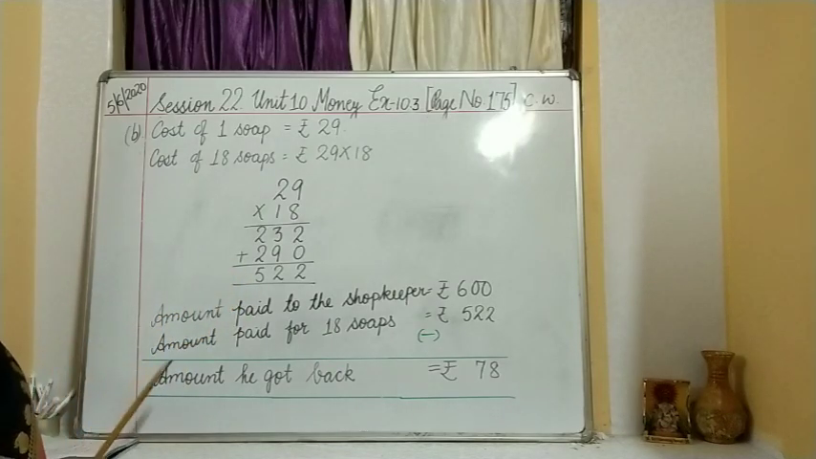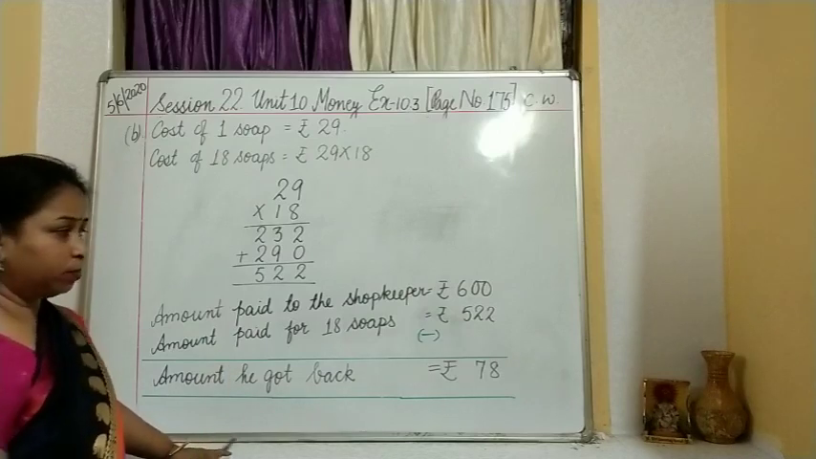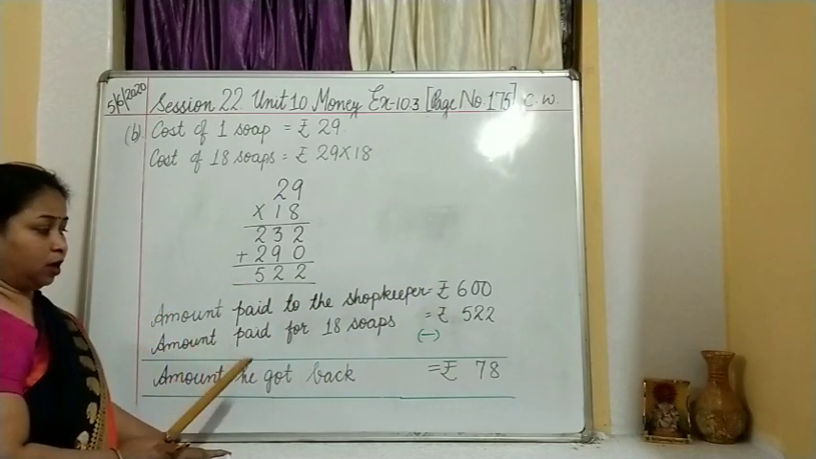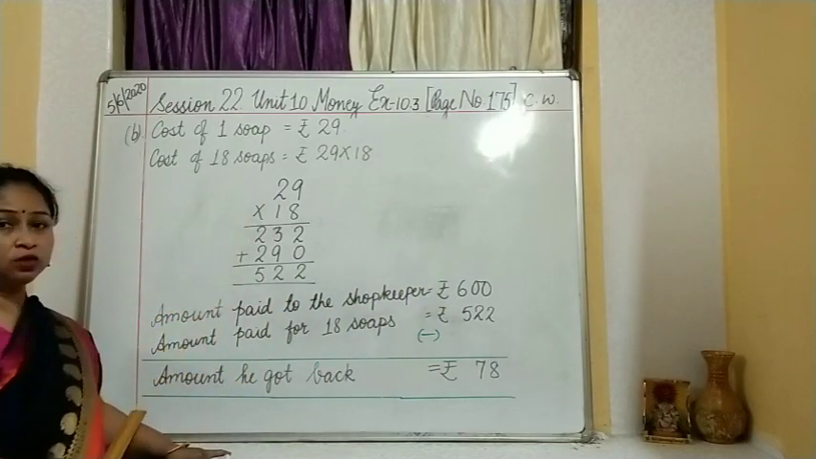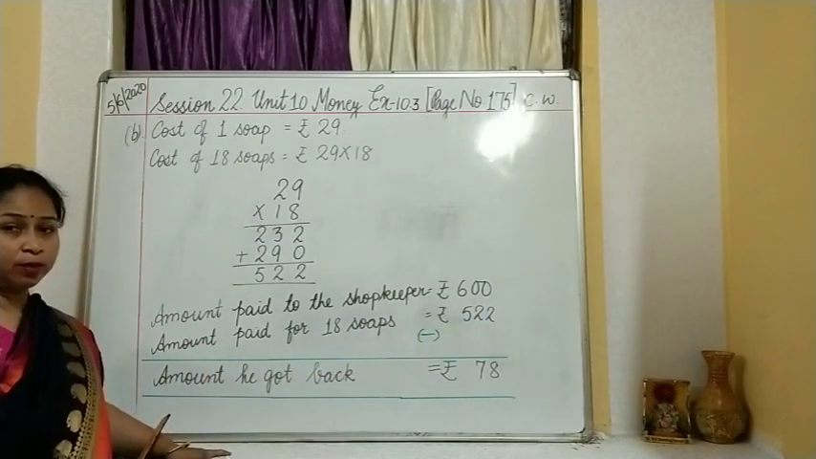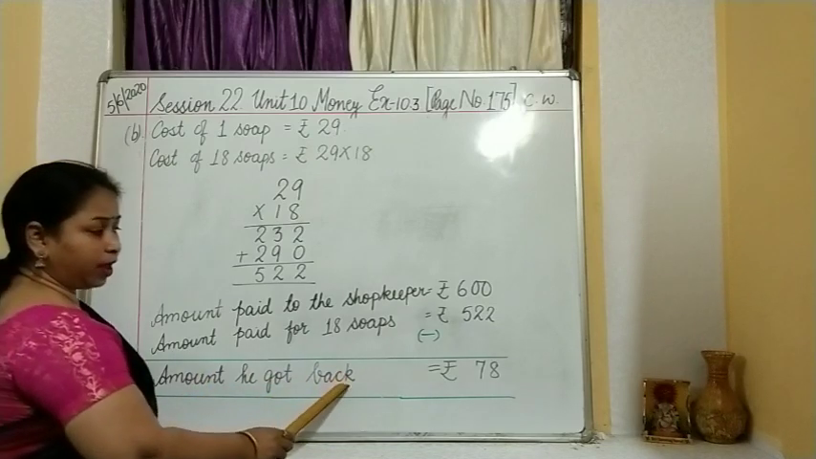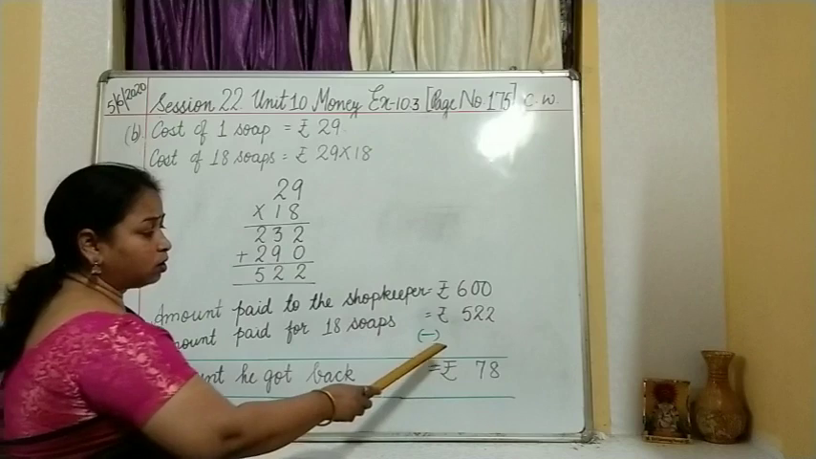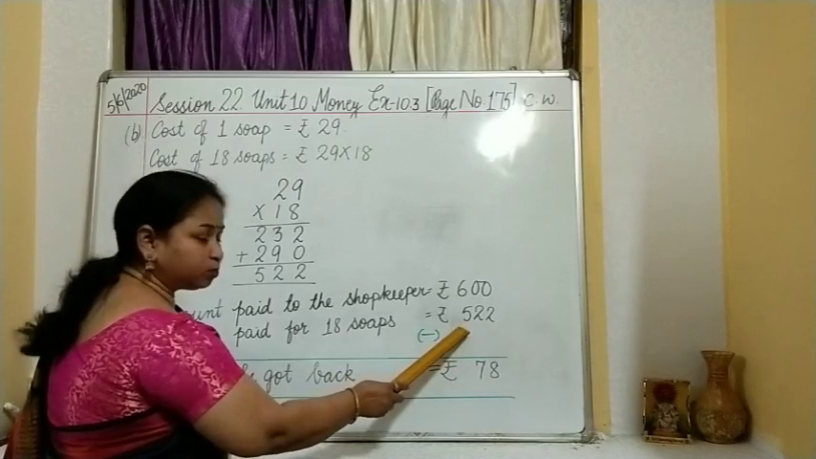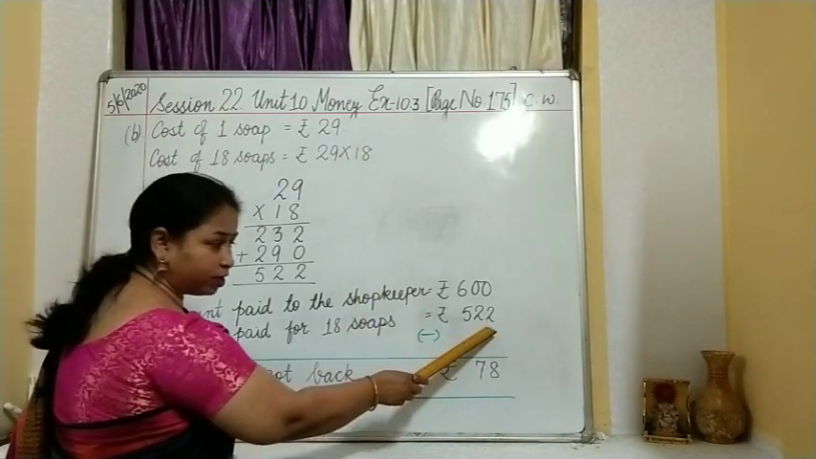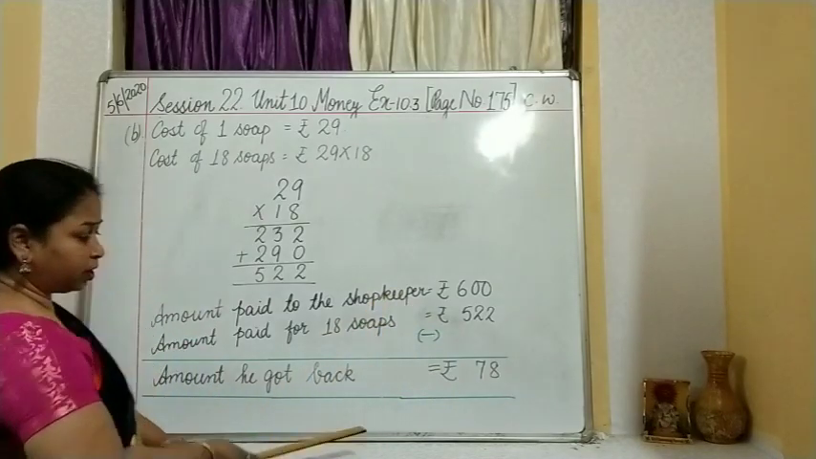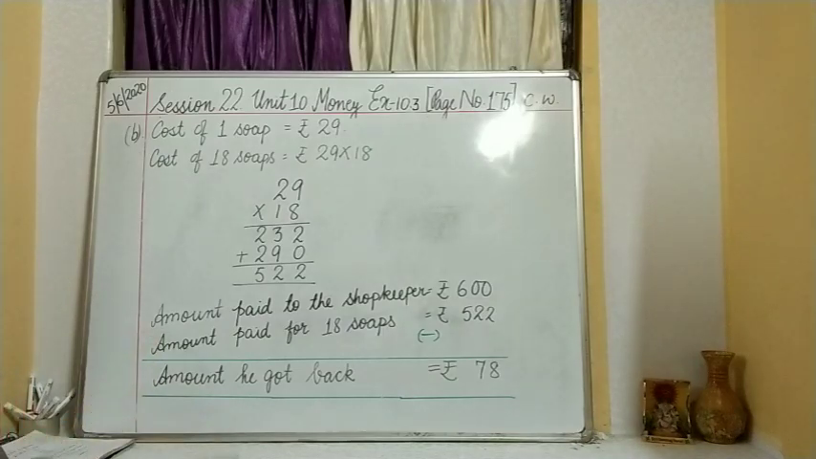Okay. Then what is the amount he has already paid to the shopkeeper? Amount paid to the shopkeeper is rupees 600. But how much is the cost of all these 18 soaps? It is found to be 522. Definitely he is going to get some amount of money back. Amount he got back. So what will you do? How to find out? Which operation? Subtraction. So 600 he has already paid to the shopkeeper, and he has purchased the soaps for 522 rupees. So what is the balance amount left with him? Rupees 78. Okay. So I hope this question is clear. Let us move on to the next question.